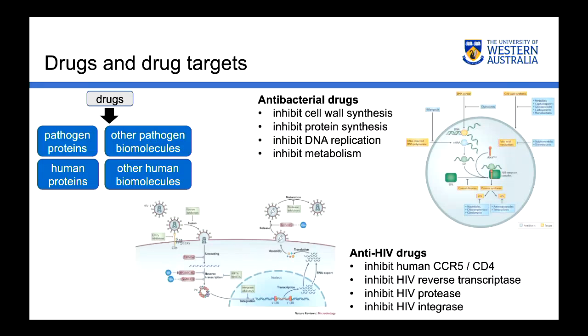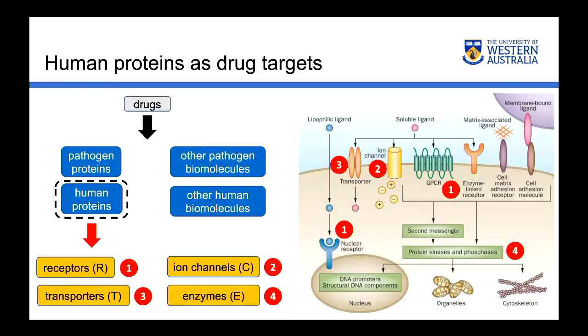Now, in the context of this lecture, I'm going to focus on human proteins as drug targets. And later, I'm going to touch on one particular group of human proteins as drug targets and introduce you to some important pharmacological concepts using that particular example. As I said, the lecture will focus on human proteins as drug targets. And you see that human proteins are broadly divided into four groups: receptors, ion channels, transporters, and enzymes. Here are some examples to illustrate this.